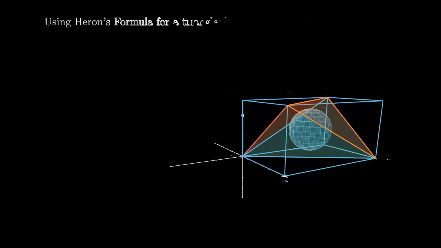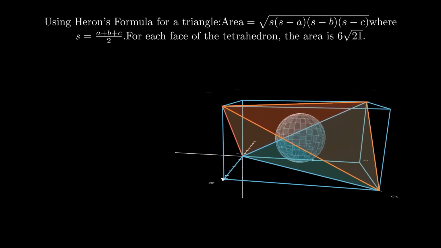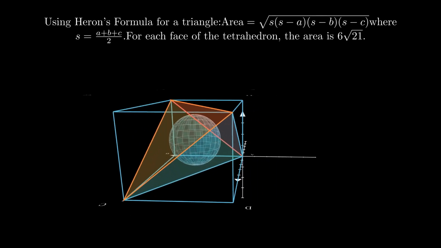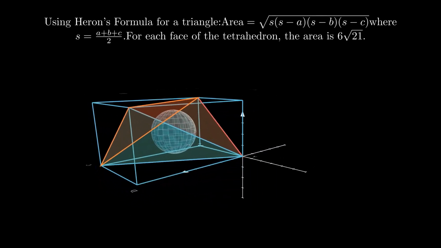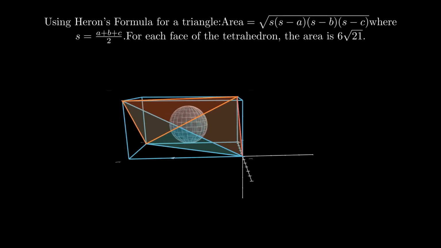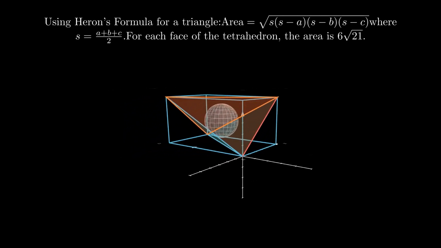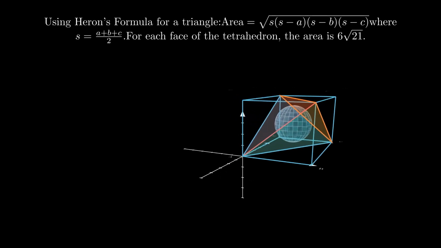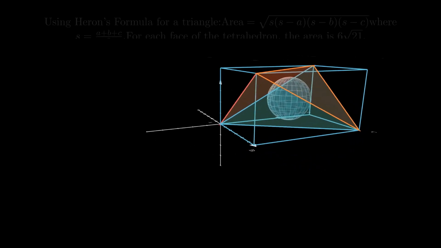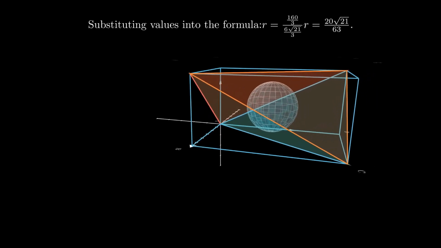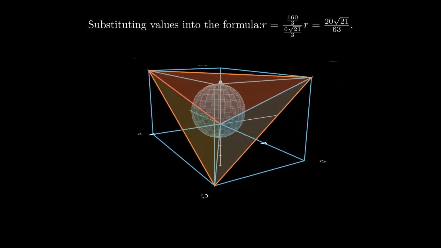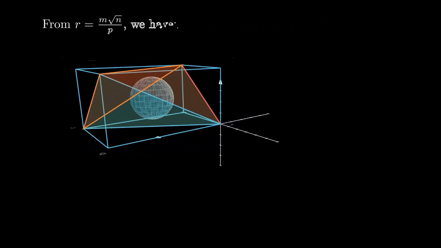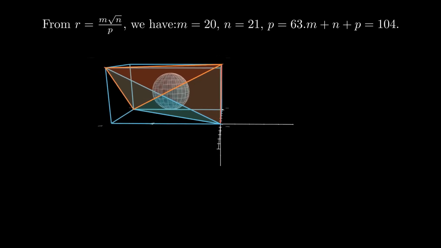Next, we compute the areas of its triangular faces, using a modified version of Heron's formula, optimized for square roots, like square root of 41, square root of 80, and square root of 89. With these values, we can determine the radius of the sphere that's tangent to all the tetrahedron's faces, also known as the inradius. This inradius connects beautifully to the problem's key formula, m square root of n divided by p.